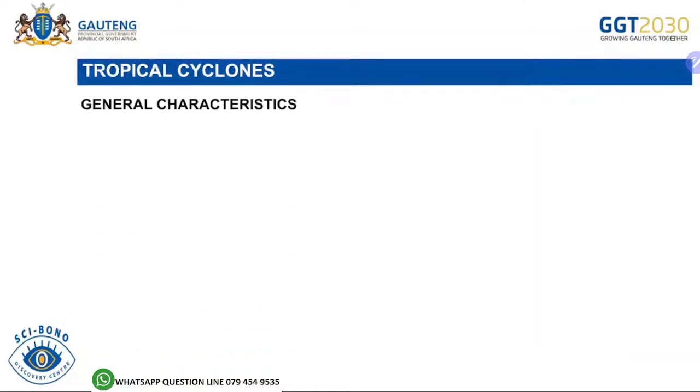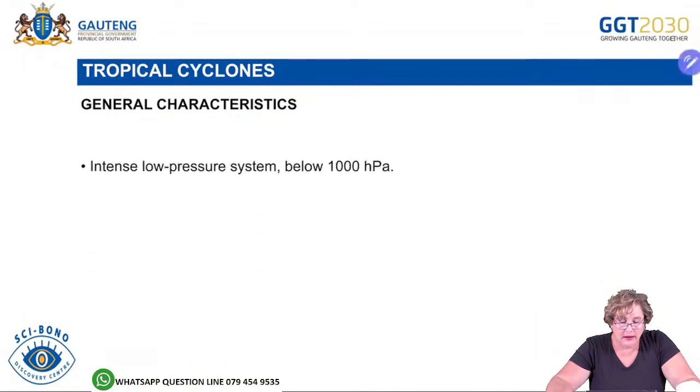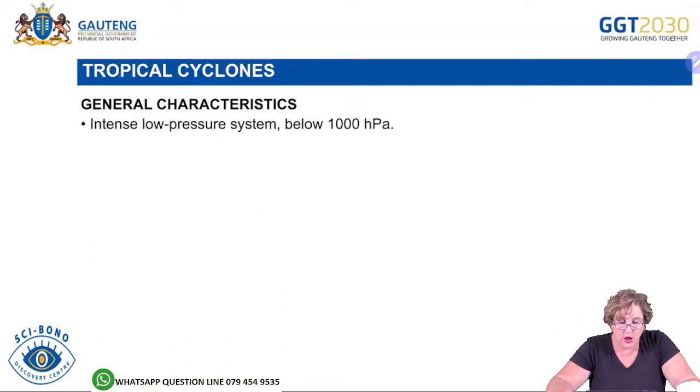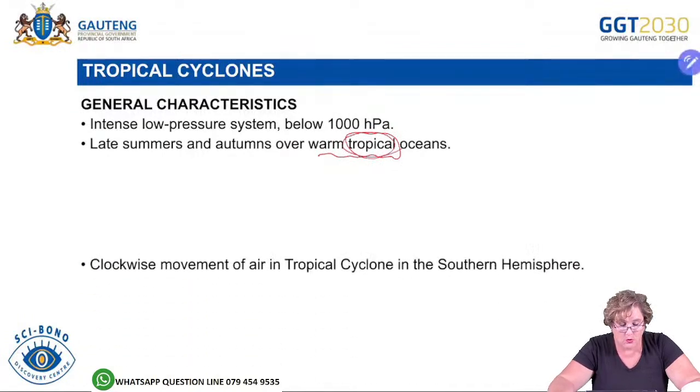Let's start with the general characteristics of tropical cyclones, and you will see that some of these characteristics we showed you in the video that was showing just now. General characteristics: it's an intense low pressure system with atmospheric pressure below 1000 hectopascal in the center. Intense low pressure, as the video said. It occurs late summer and autumn over warm tropical oceans. Remember, where's the tropics? It's around the equator, so it needs warm water.